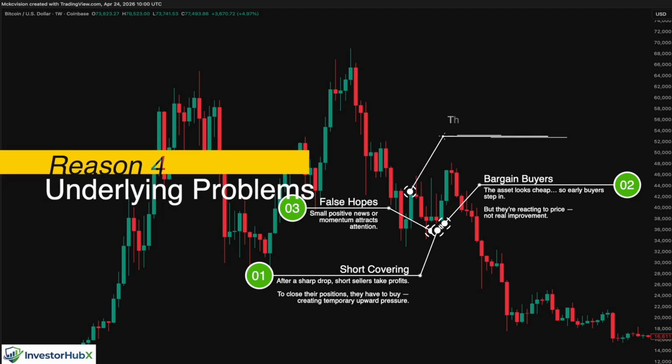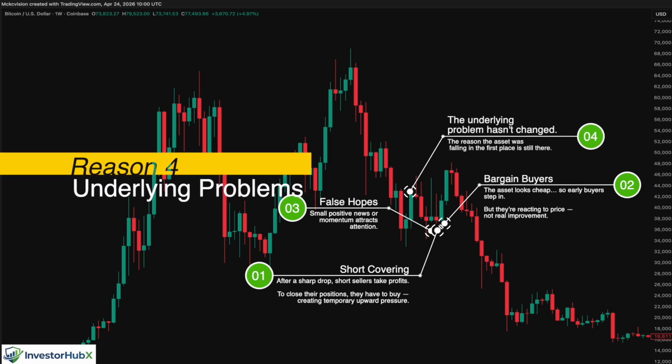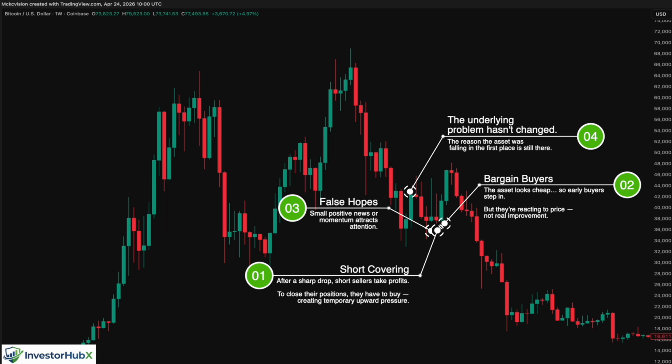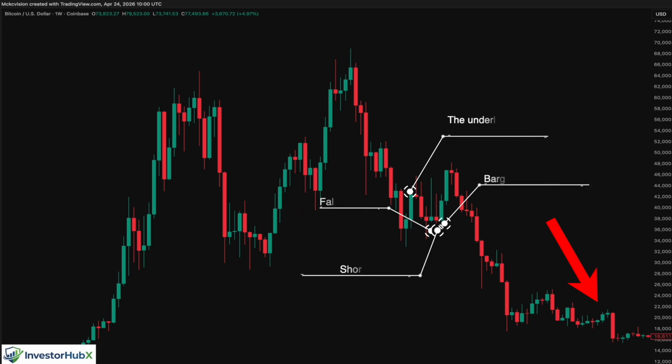Fourth, the underlying problem hasn't changed. This is the critical part. A dead cat bounce doesn't happen in a vacuum. It happens inside a downtrend. The reason the asset was falling in the first place is still there. Once the short covering exhausts itself and the bargain hunters realize nothing has improved, selling continues. And the second leg down is often more brutal than the first, because now there are fresh longs who bought at the top of the bounce.